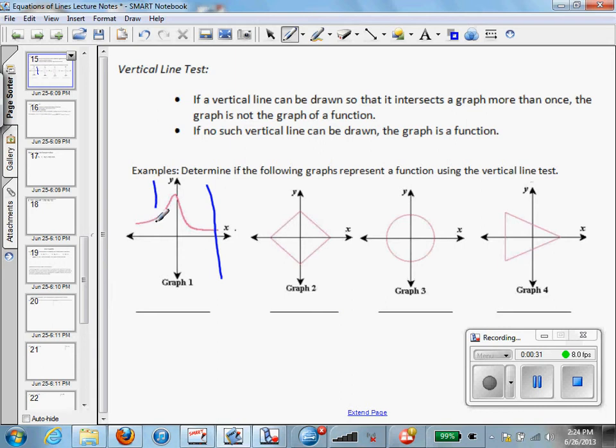if we draw a vertical line anywhere through this first function, this first graph, it does not hit anywhere more than twice. So this is a function.